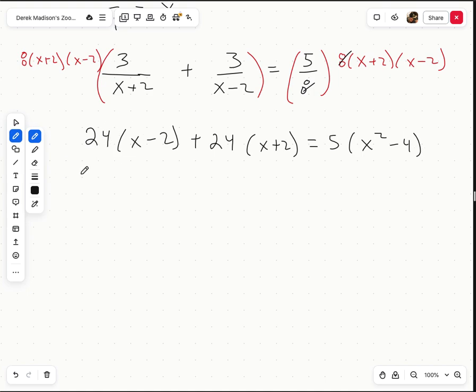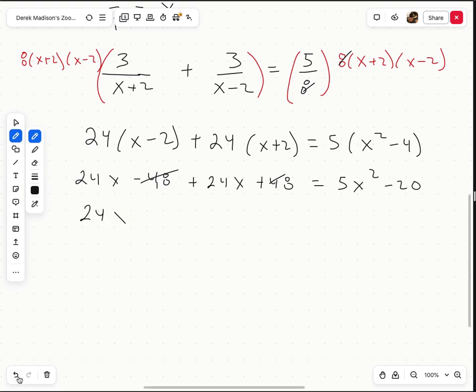So we got 24x times negative 48, or sorry, minus 48, plus 24x, and then plus 48. Cool, those will drop out. And then 5 times x squared, and then 5 times negative 4, so make it negative 20 over there. So those are gone, and now I'd have 24, oops, no, let's combine those. Okay, 48x equals 5x squared minus 20.